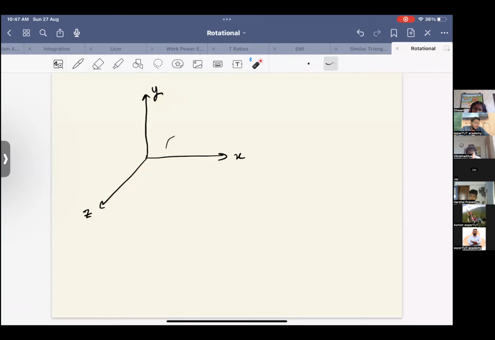Now let there be a square. Think about this. Let there be a square in the xz plane. A square lamina, basically a notebook lying in the xz plane. Do you understand this? Everyone? Okay. Now.